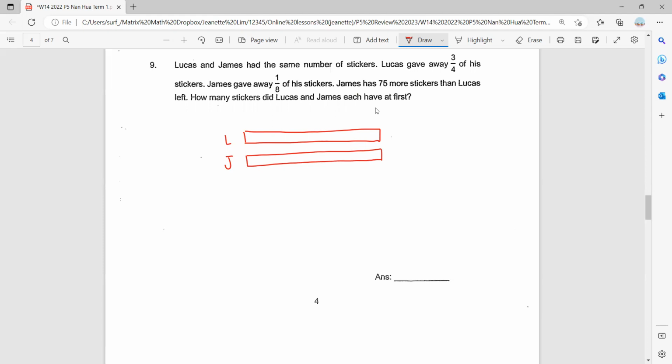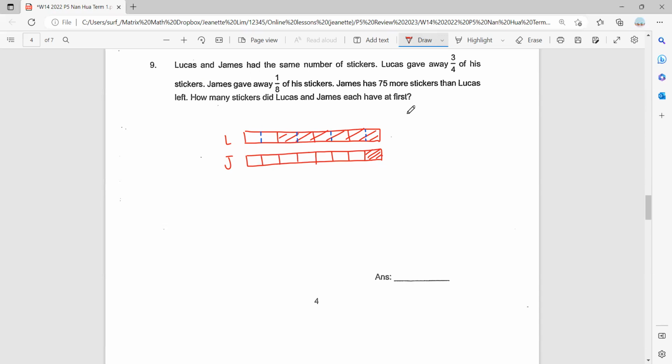Okay, then Lucas gave away 3/4, so I need to cut this into quarters. Then James gave away 1/8, so I need to cut away 1/8, which means he has 8 units at first, 1 unit's gone. Now James has 75 more stickers than Lucas left. Okay, maybe I'll use another color. I'm going to cut this further so that we have equal sized units.